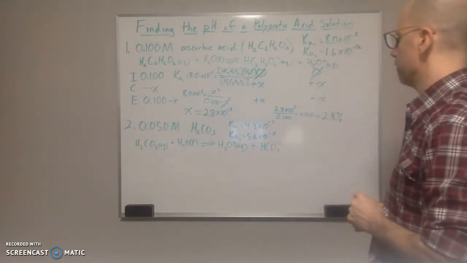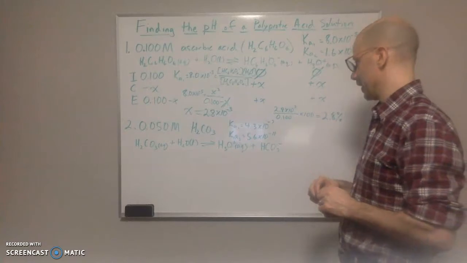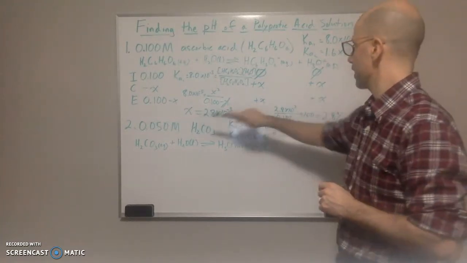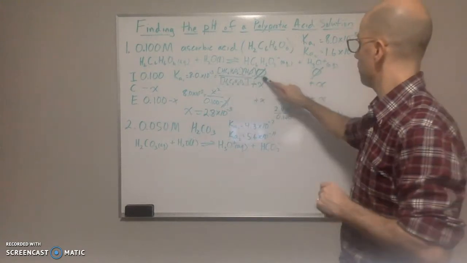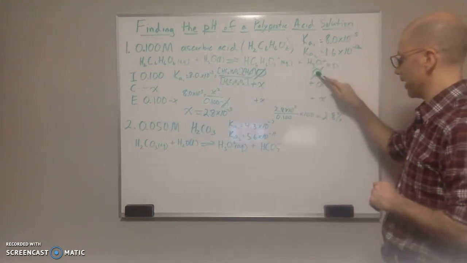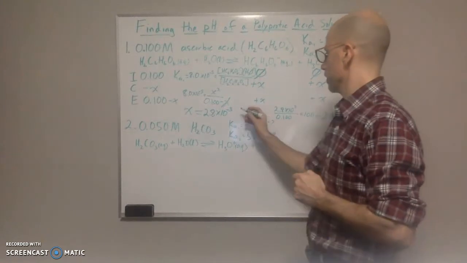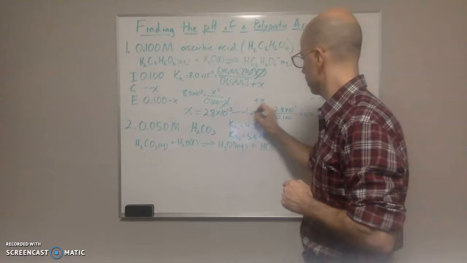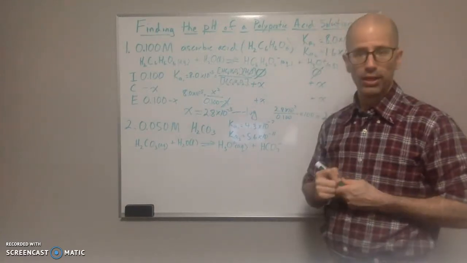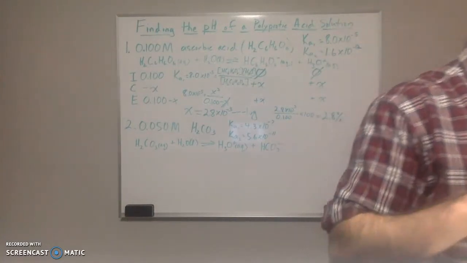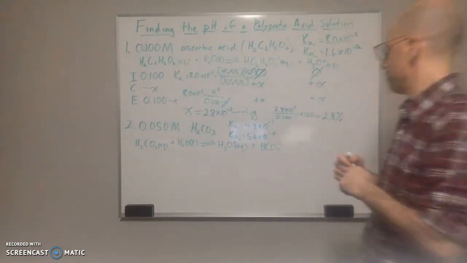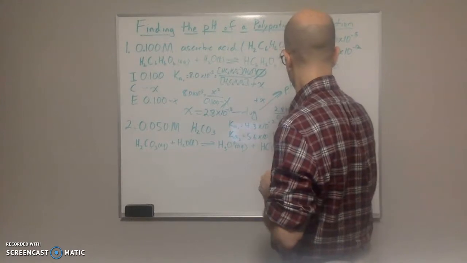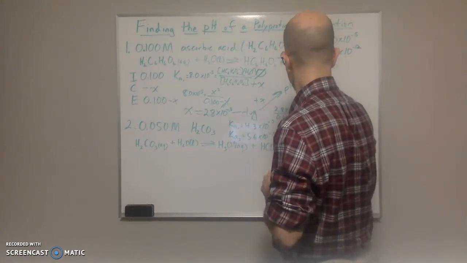So I need to find the pH. So what I found here is X. X is the amount of hydronium ion. So now all I need to do is take this X value here, take the negative log of it, and I'll get the pH. And when I do that, I get a pH of 2.55. So that gives me a pH equal to 2.55.